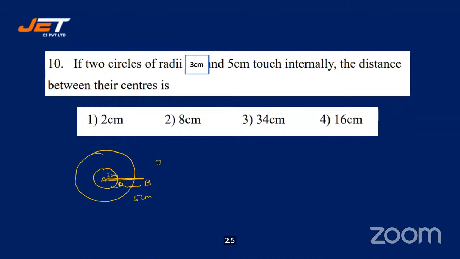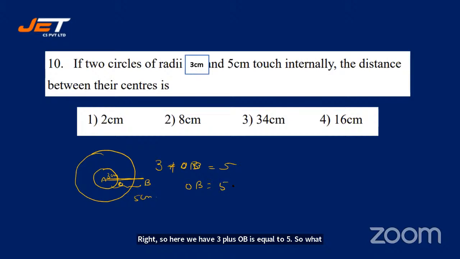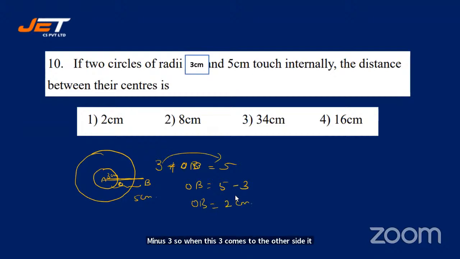All right. Yes. Now with this, you must be able to give the answer. Right. So here we have 3 plus OB is equal to 5. So what is OB? It is 5 minus 3. So when this 3 comes to the other side, it becomes 5 minus 3, which is 2 centimeter. Let's check the answer. Yes, it should be 2.